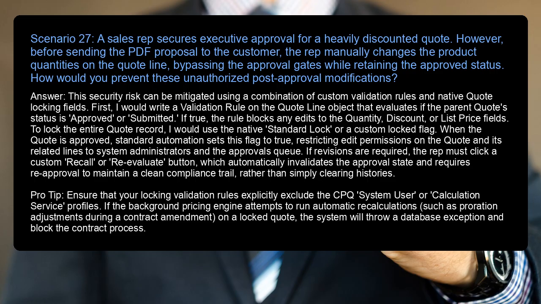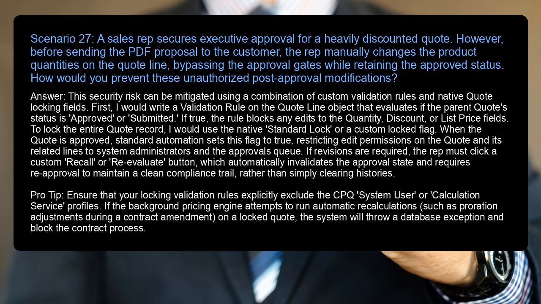To lock the entire quote record, I would use the native standard lock or a custom locked flag. When the quote is approved, standard automation sets this flag to true, restricting edit permissions on the quote and its related lines to system administrators and the approvals queue. If revisions are required, the rep must click a custom recall or re-evaluate button, which automatically invalidates the approval state and requires reapproval to maintain a clean compliance trail, rather than simply clearing histories.